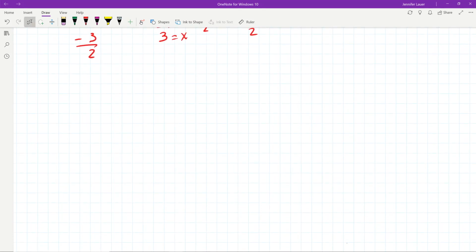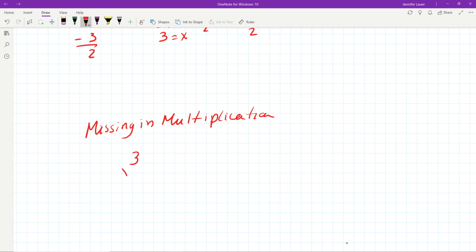Now what about multiplication and division? This is where the whole premise of algebra comes in. Algebra just means solving for the unknown, getting the letter alone, okay?